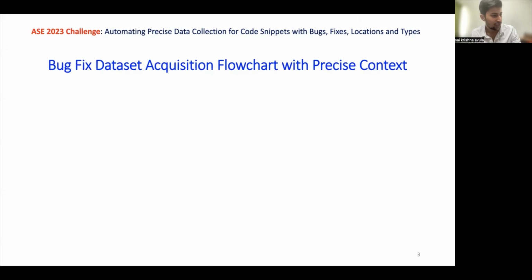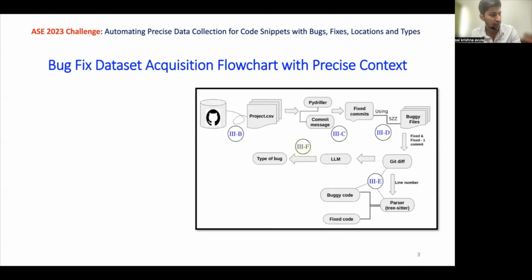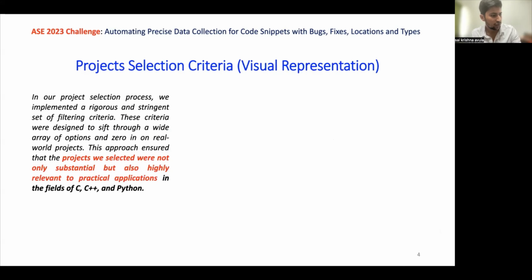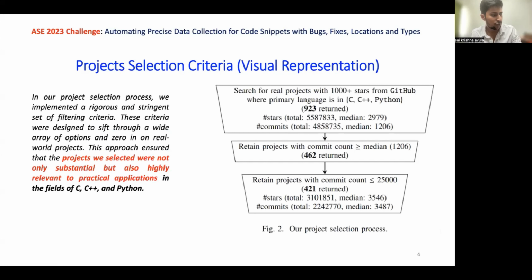So how is the data acquisition done? The flowchart here represents the sequence in which the dataset is created, where the first step includes project selection. We implemented a rigorous and stringent set of filtering criteria to select the projects. The first criterion is we chose GitHub projects which are real world with a popularity of more than 1,000 stars, written primarily in Python, C, C++.